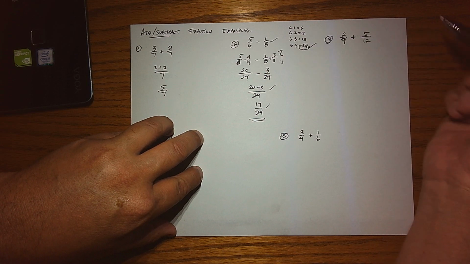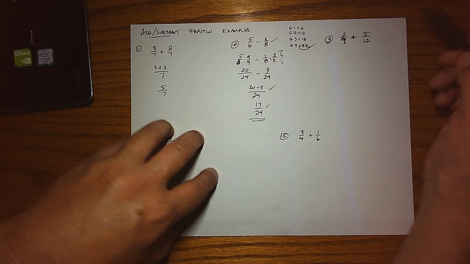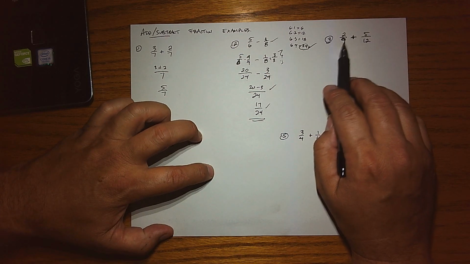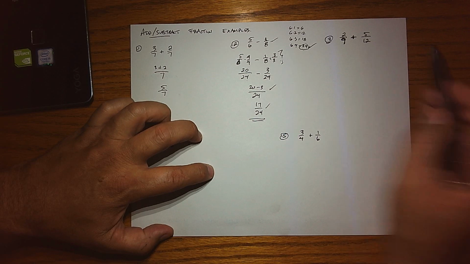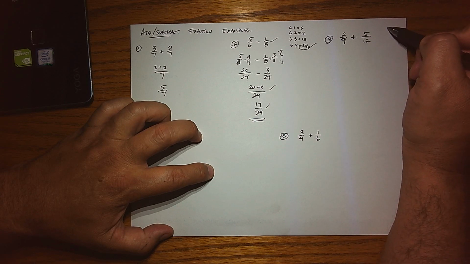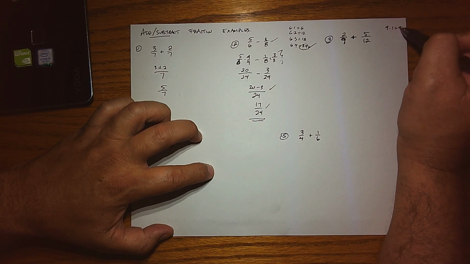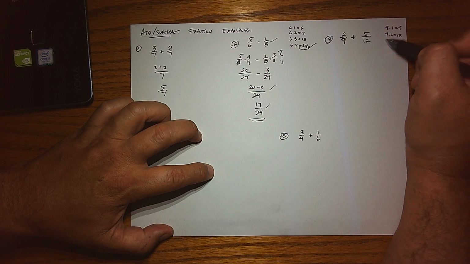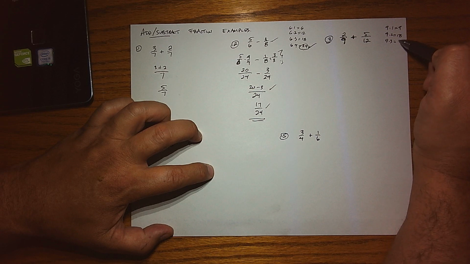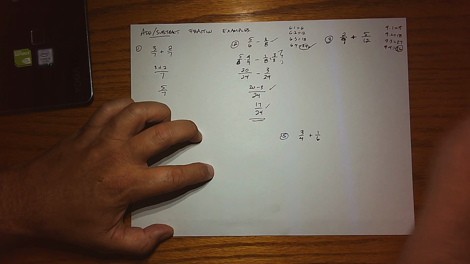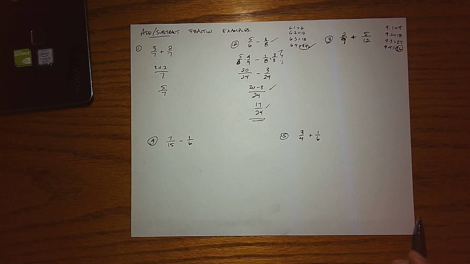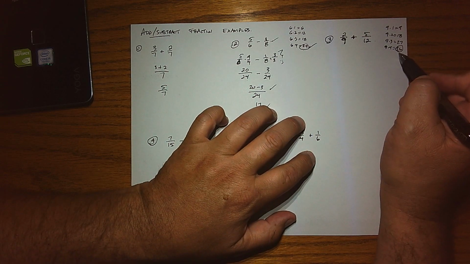So thank you. For number 3, again, we have the same problem. We're adding, but the denominators are different. So we need an LCD. And again, if we just start listing some multiples, 9 times 1 is 9. 9 times 2 is 18. That doesn't work. 9 times 3 is 27. That doesn't work. And then 9 times 4 is 36, which 12 goes into. So there's our LCD.